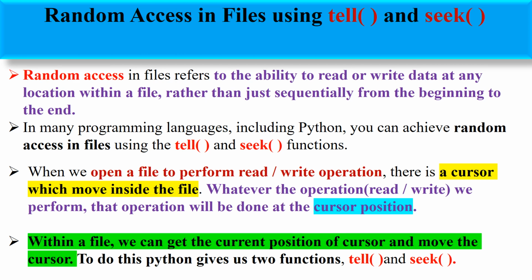functions. When we open a file to perform read or write operation, there is a cursor, a blinking cursor, which moves inside the file. Whatever the operation, read or write, we perform, that operation will be done at the cursor position. Within a file, we can get the current position of cursor and move the cursor. To do this, Python gives us two functions, tell and seek methods.